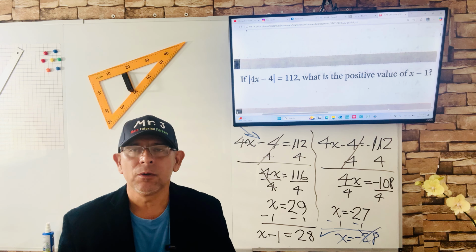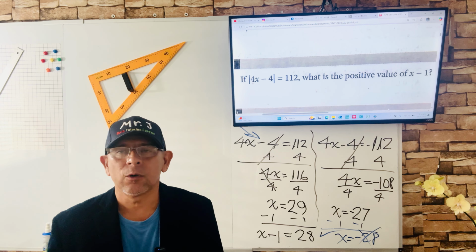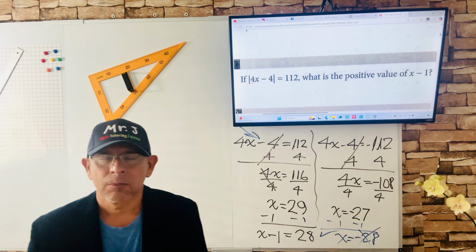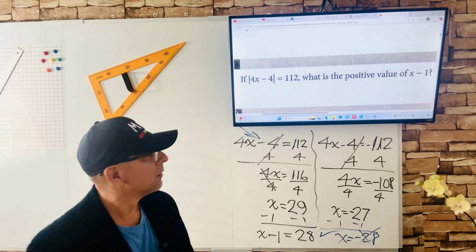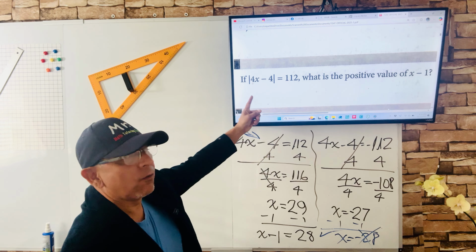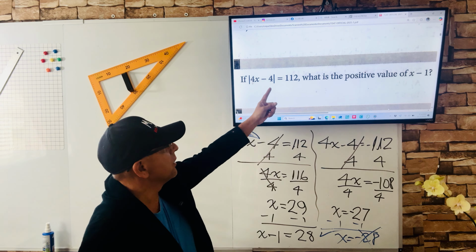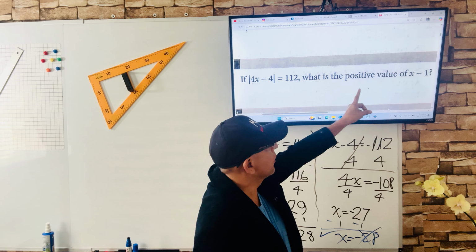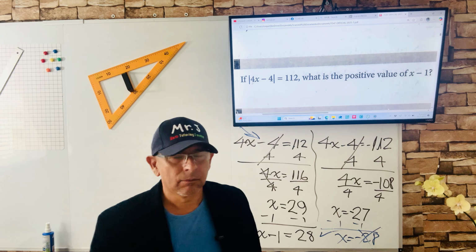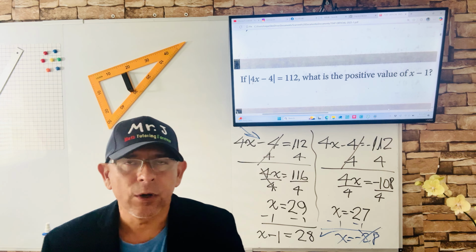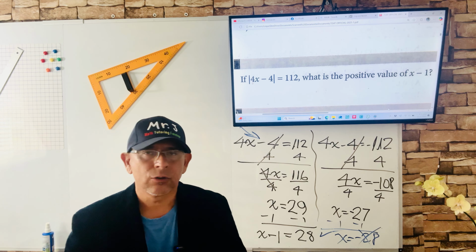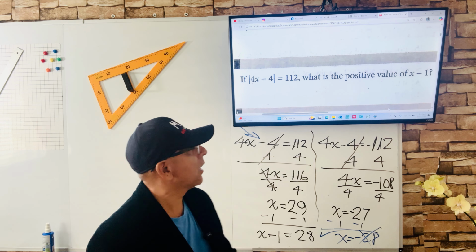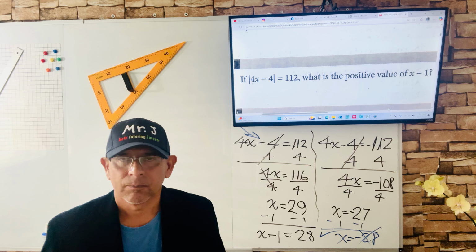Today we're going to review absolute value equations. Again, absolute value equations. Our problem says, if the absolute value of 4x minus 4 equals 112, what is the positive value of x minus 1? If we notice, our question remarks on an expression: what is the positive value?